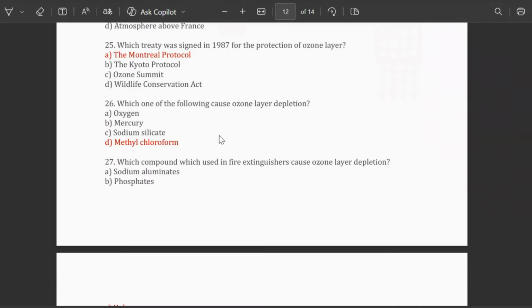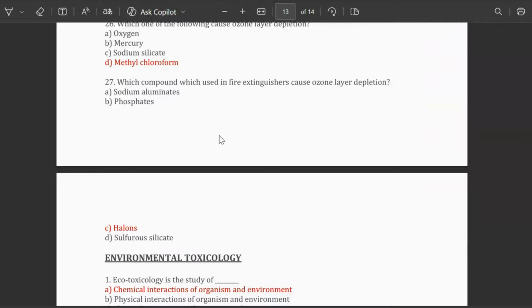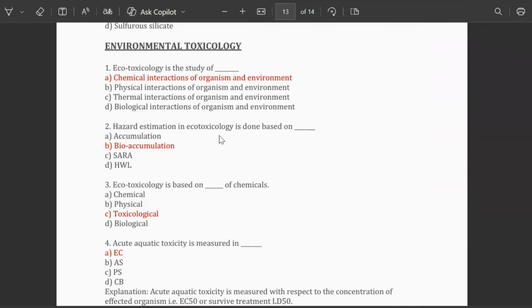Methyl chloroform causes ozone layer depletion. The compound used in fire extinguishers that causes ozone depletion is halogens. Then comes environmental toxicology. It is a study of chemical interactions of organisms and the environment.